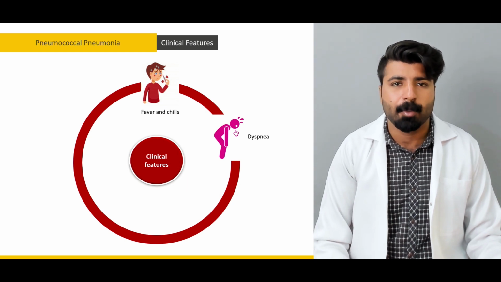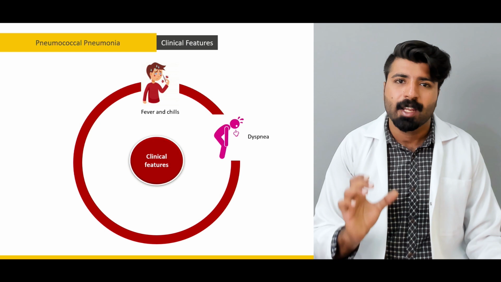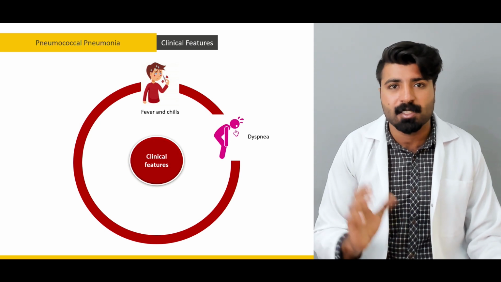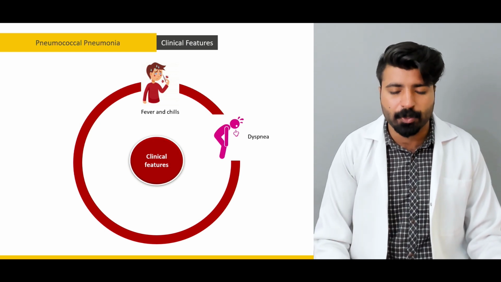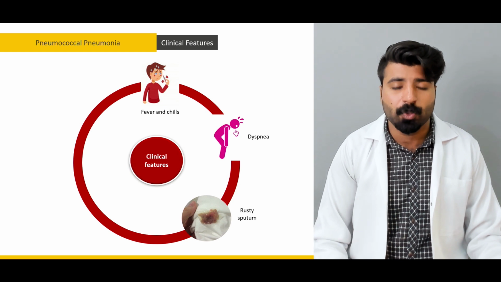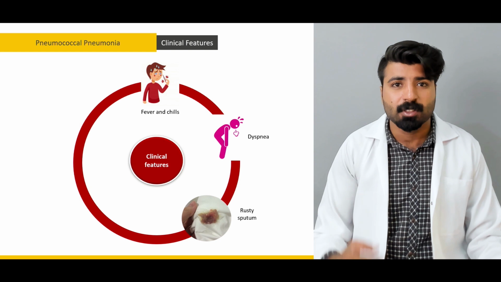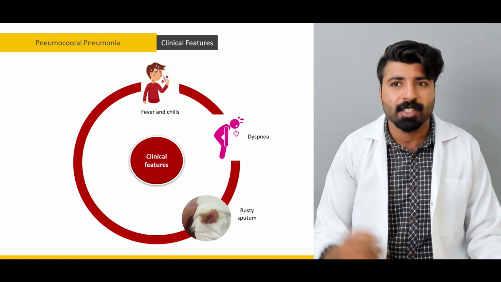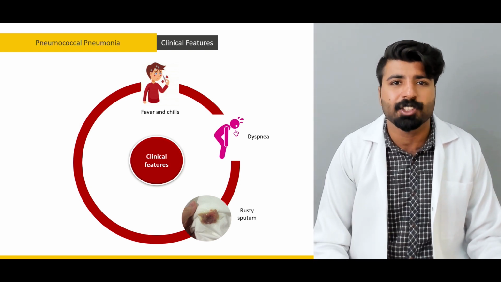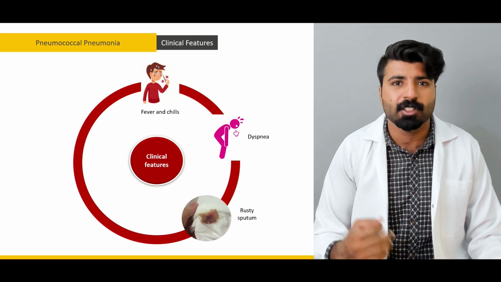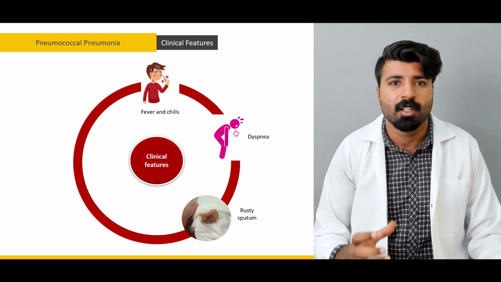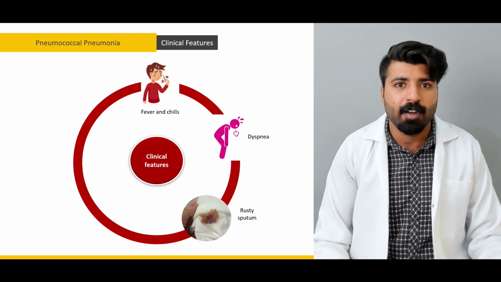Why is dyspnea happening? Because alveoli are not taking part in gas exchange as well as they were before. So the patient is going to get dyspnea. The patient is going to get rusty sputum. Why rusty sputum? Because a huge amount of infection is going on inside this phase of red hepatization. Sputum is being formed and there's a lot of junk, and that rusty sputum will be formed in that phase.